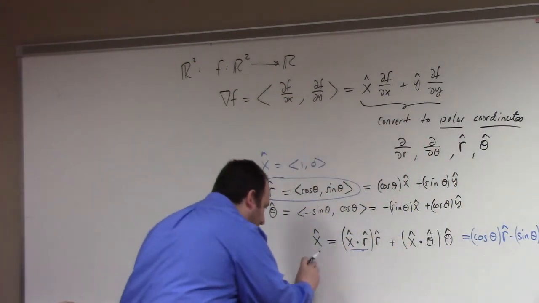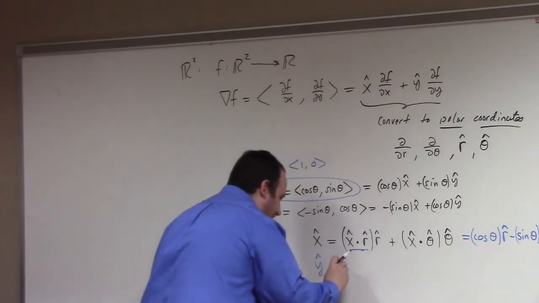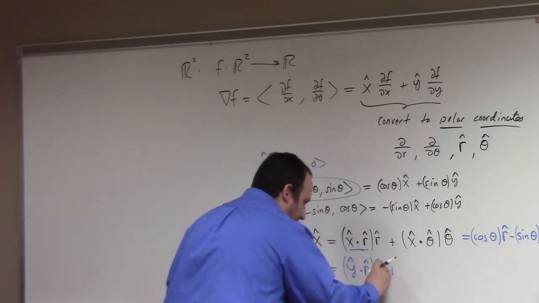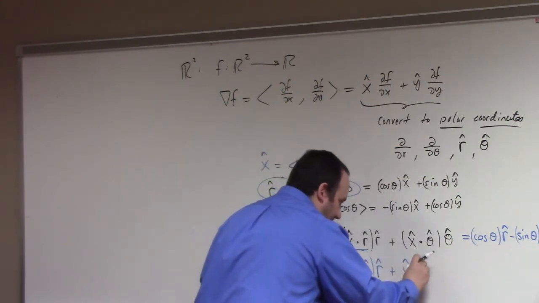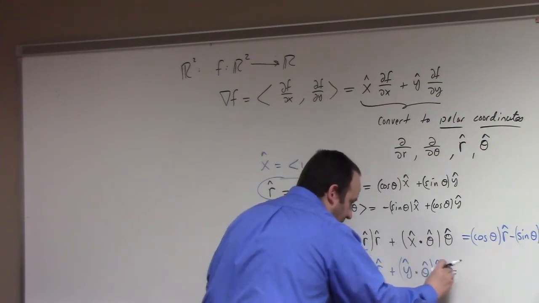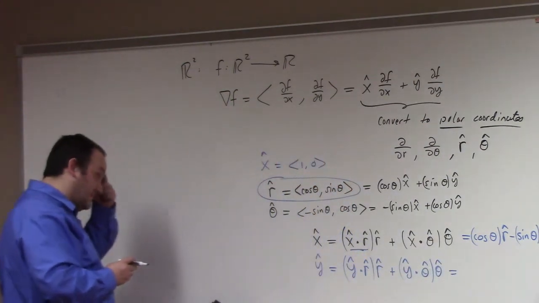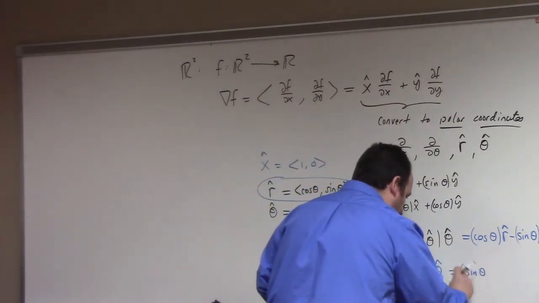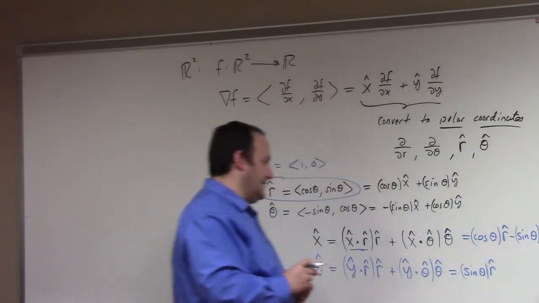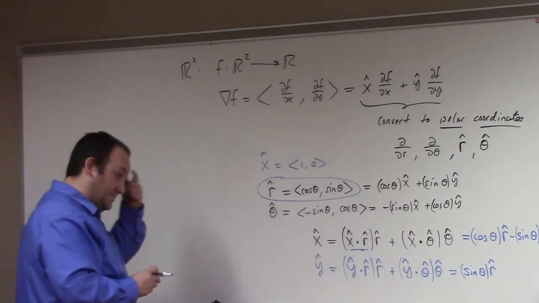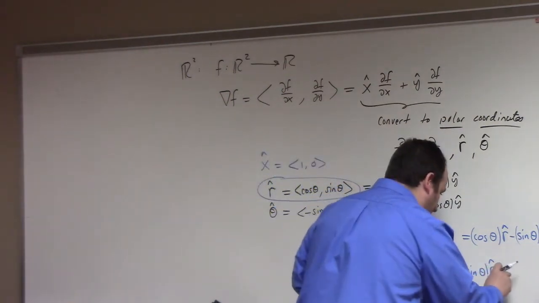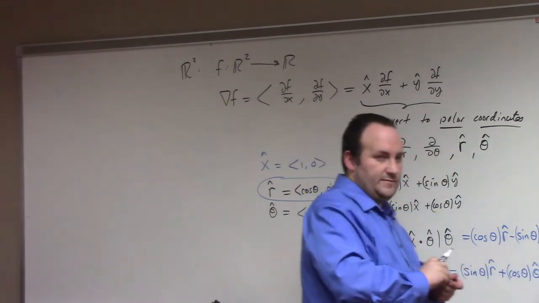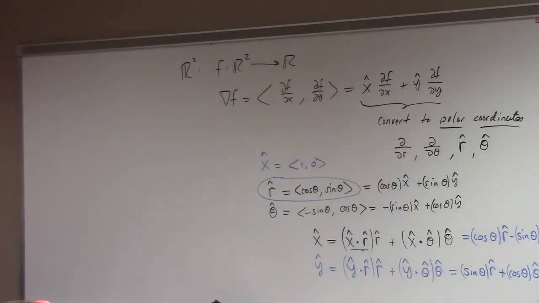What's y hat then? Same kind of calculation. Y hat dot r hat, r hat, plus y hat dot theta hat, theta hat. What is y hat dot r hat, though? That's sine theta, right? What's y hat dot theta hat? Plus cosine theta, right? All right, great. So we got half the battle done.